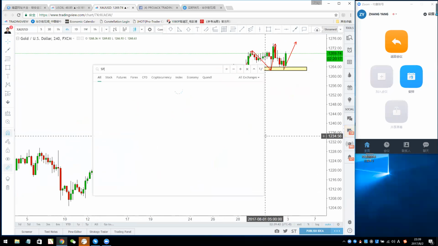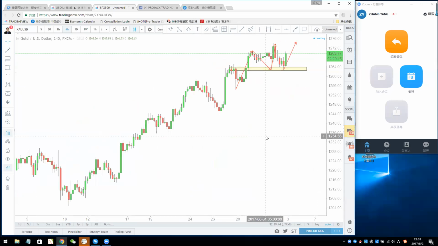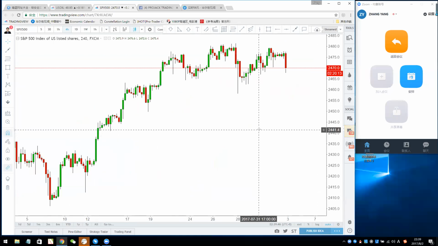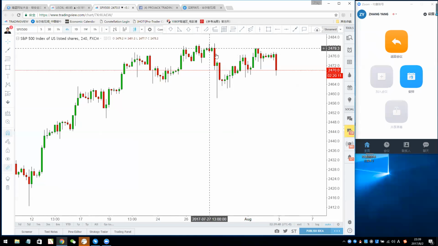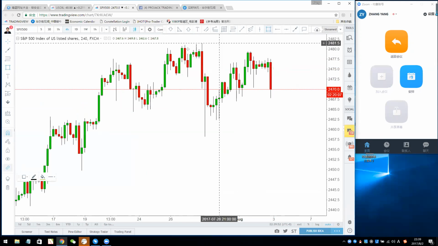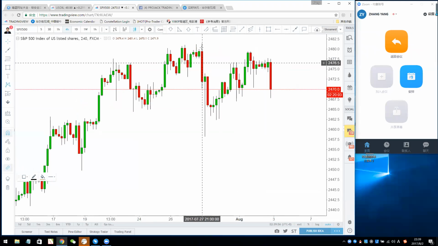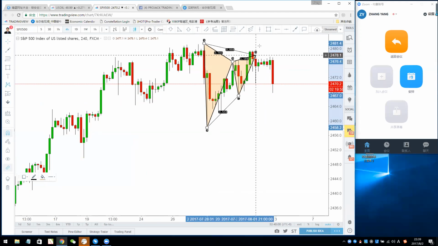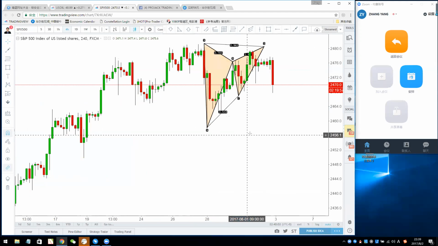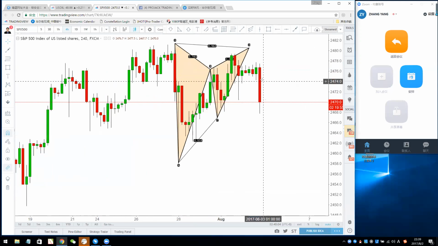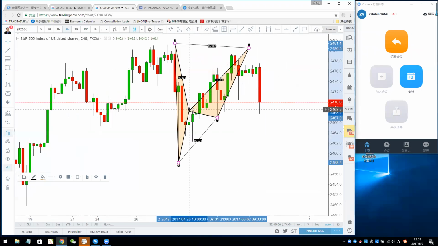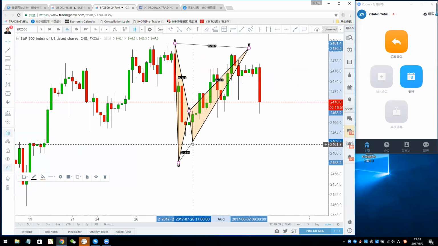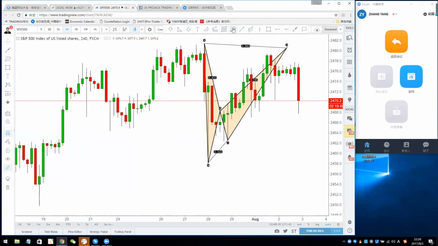Lastly, let's talk about SPX 500. The S&P 500 is actually giving you a very good harmonic pattern to take a short. It's actually here. This is a butterfly pattern, or you can consider this as a bat pattern as well. It's a bearish bat. Let's just measure.